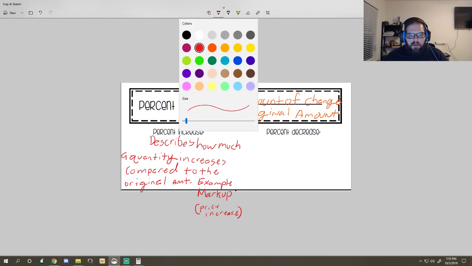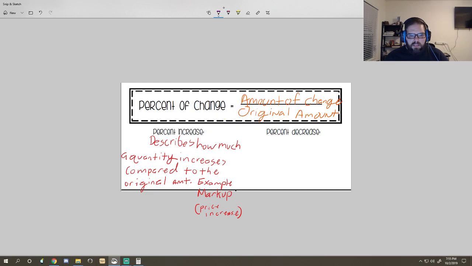So, if a percent increase is described as how much a quantity increases compared to the original amount, a percent decrease would describe how much a quantity decreases compared to the original amount.